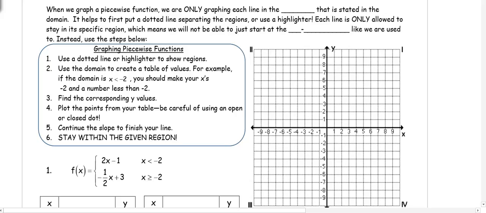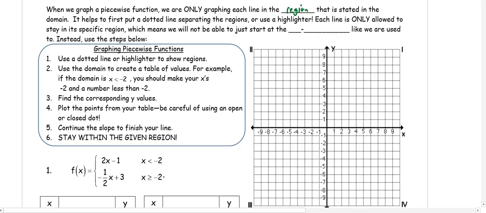This video is about graphing piecewise functions. So when we graph a piecewise function, we are only graphing each line in the region that is stated in the domain. The domain is our inequalities. So in this case, these two are domains. It helps to first put a dotted line to separate the regions or use a highlighter.